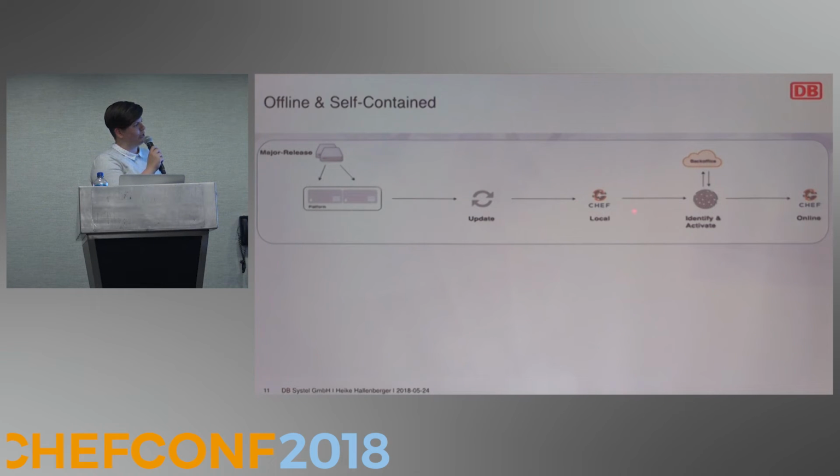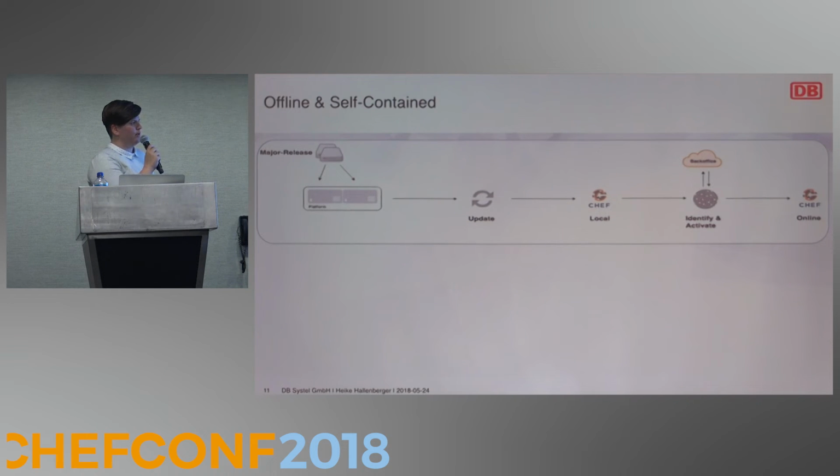We then update the platform with the image that is on the release. And then we have a Chef local mode. So we have two different Chef runs. We have an online version and an offline version. And that offline version makes sure the platform is in a status where we can operate it online as soon as it has internet connection.